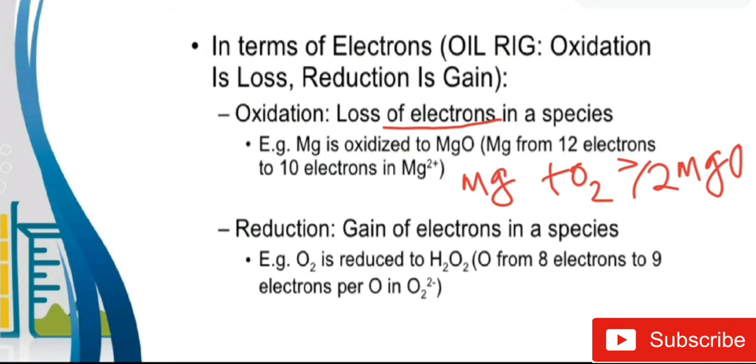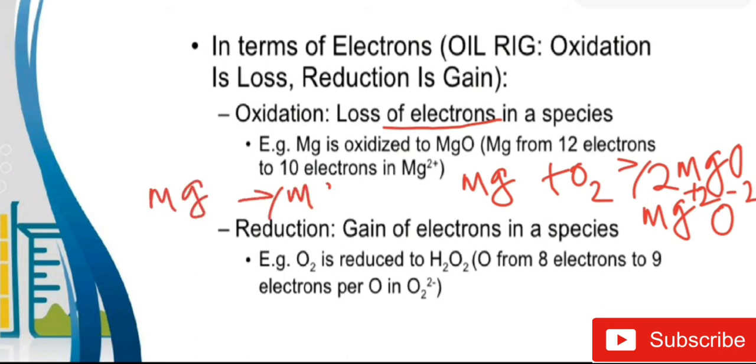In magnesium oxide, the charge on the magnesium ion is Mg plus 2 and the charge on the oxide ion is O minus 2. So you can see that here magnesium changes to magnesium plus 2 ion. When a magnesium atom loses 2 electrons, you get the magnesium plus 2 ion. So this process is known as oxidation, because oxidation is a loss of electrons.